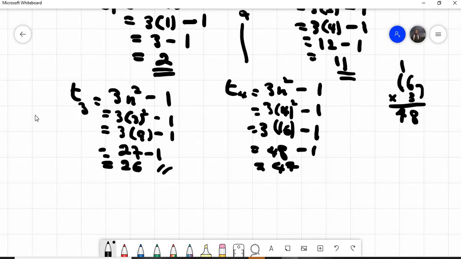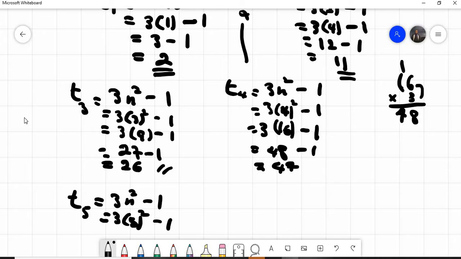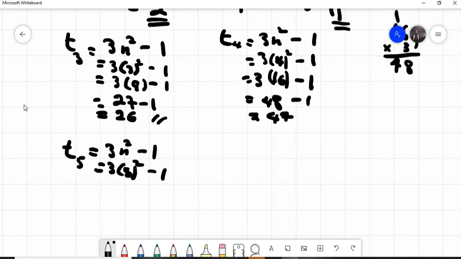And then T5. Let's do T5. T5 is going to be 3n squared minus 1, which equals 3 times 5 squared minus 1. So this is going to be 3 times 25 minus 1. 3 times 25 is 75, because 25, 50, 75. So 75 minus 1 is 74.